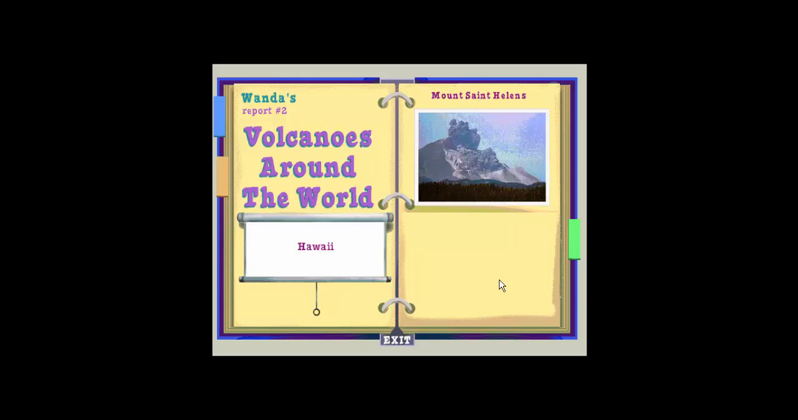Ash rained down, shockwaves toppled trees, and melted ice and snow caused avalanches of mud. In a few short moments, the mountain was reduced by one-sixth of its size. 59 people died from the eruption. Today, the area is a national monument where people can study volcanoes.